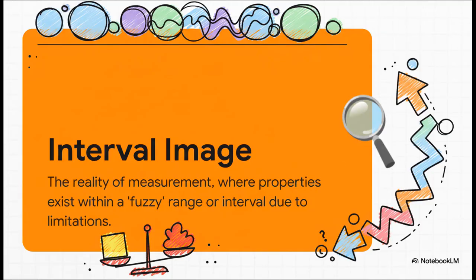Because in reality, we can't do that. We can't measure anything with infinite precision. Our best, most advanced scientific instruments have limits. Our eyes definitely have limits. So instead of that perfect little point, what we actually get is more like a fuzzy little blob, what's called an interval image. The true value is, well, it's somewhere in there. And this fuzzy interval is where all of our real-world knowledge actually lives.